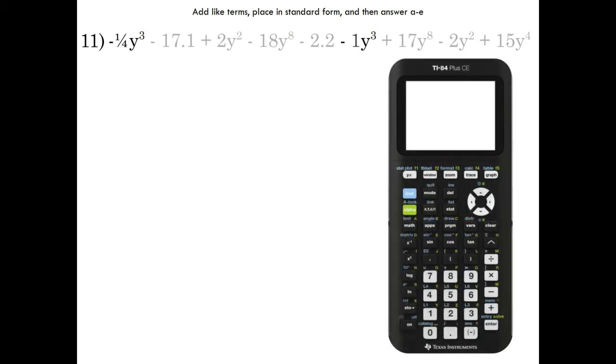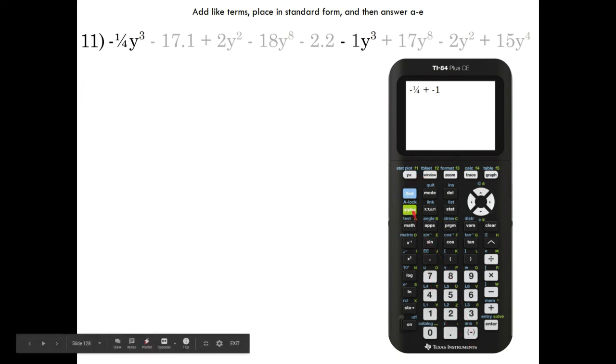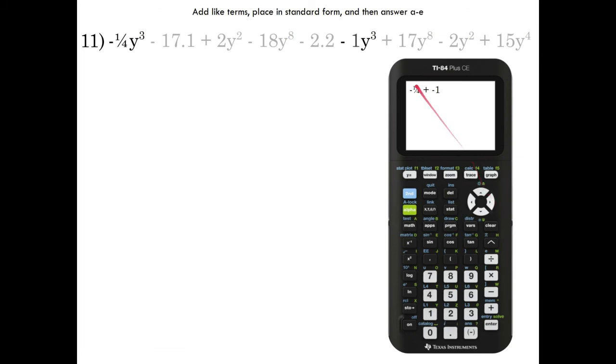Again, you're going to add the coefficients. So you can use a calculator to do it. The coefficients are a negative 1/4 and a negative 1. So we're going to add them together. That's negative 1/4 plus a negative 1, or negative 1/4 minus 1. Again, to do fractions, you press negative, then alpha, y equals, and enter. You put a 1 on the top and 4 on the bottom. Then you go to the right, press plus, and then negative 1. You press enter, and you'll get negative 5/4 in the calculator.